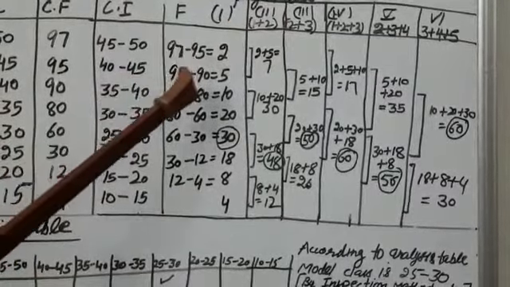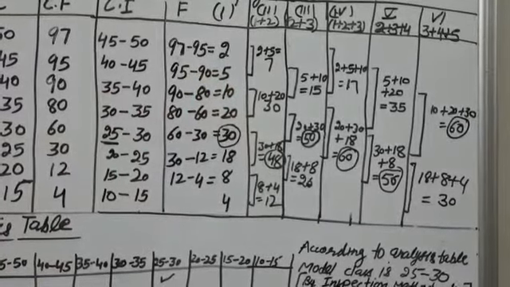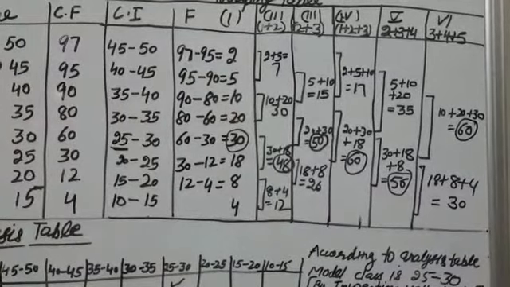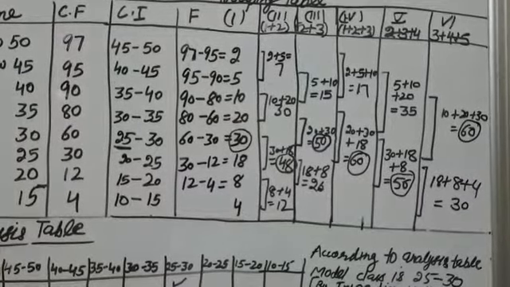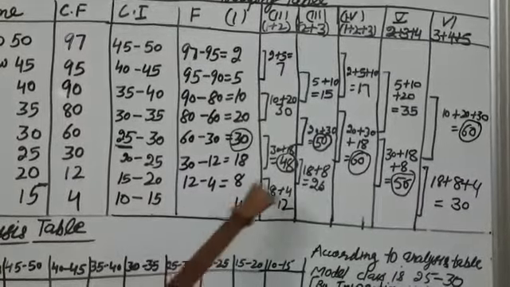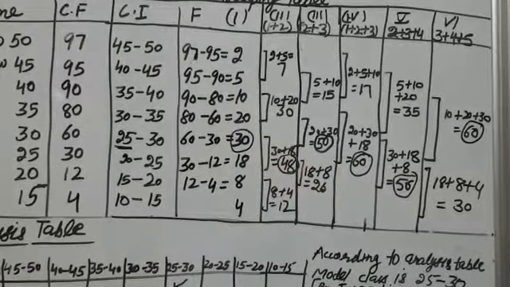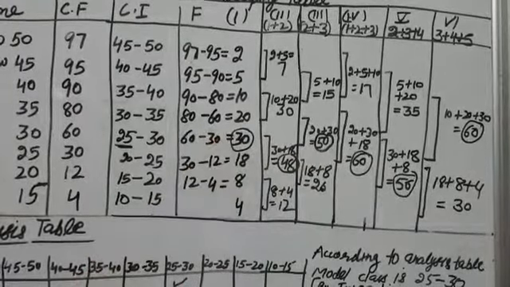2 plus 5 is equal to 7. Then we will add the next two, 10 plus 20, which is 30. Then 30 plus 18, which is 48. 8 plus 4 is 12. So we will encircle the highest frequency here, which is 48, whereas in the first column it is 30.